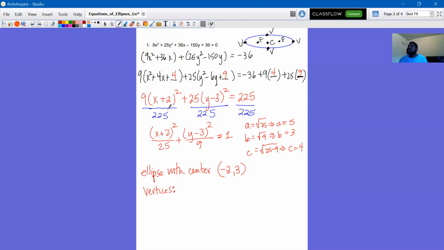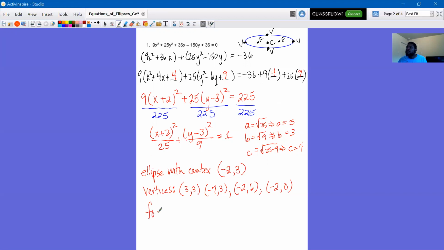Because it's stretched horizontally, I want to add A to the x coordinate of the center. So I'm going to add 5 to my center, and I get 3, 3. Then I'm going to subtract A from the x coordinate of the center, which is -7, 3. Then I'm going to add B to the y coordinate of the center, which is -2, 6. And I'm going to subtract B from the y coordinate of the center, which is -2, 0. So there are my vertices.